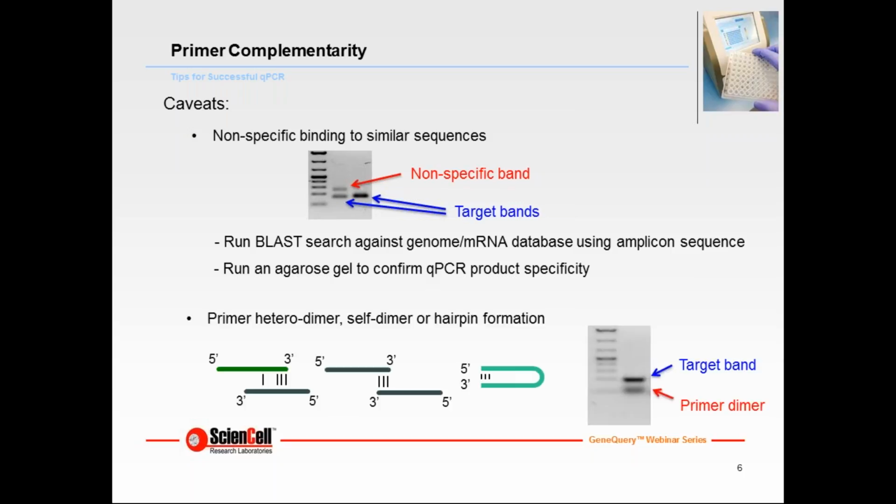Other traps to avoid include primer heterodimer, self-dimer, and hairpin formation, as they may significantly decrease qPCR efficiency. In our previous webinar, Dr. Jennifer Tang talked about how to assess the probability of these structure formation. If you'd like more details regarding this, please go to our website to review that webinar.